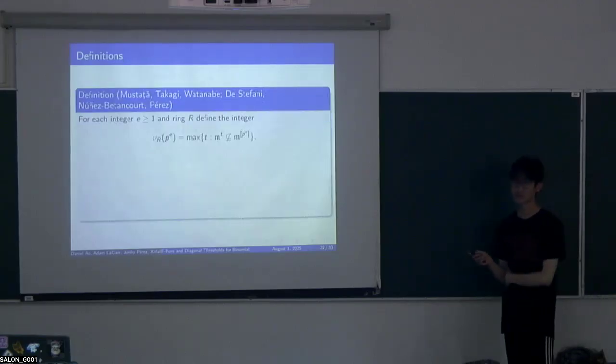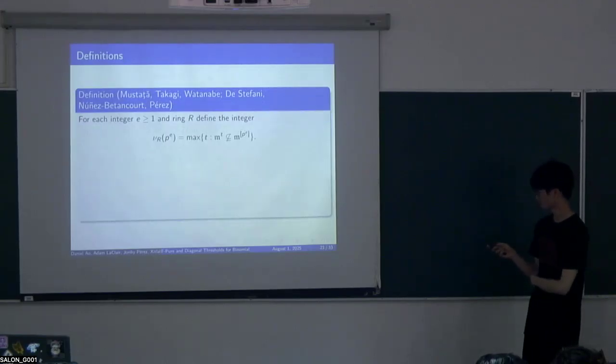So this now allows us to define the diagonal F threshold. This was originally defined by Takagi and Watanabe. For each integer e in a ring R, we define ν(p^e) to be the largest t such that the tth power of m is not contained in the eth Frobenius power. This is analogous to the definition for the F-pure threshold, with the Frobenius power instead of the I^[p^e] ideal.